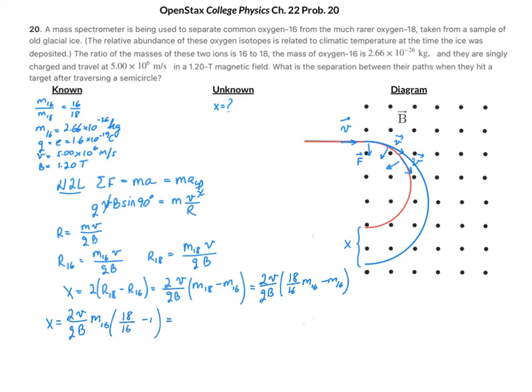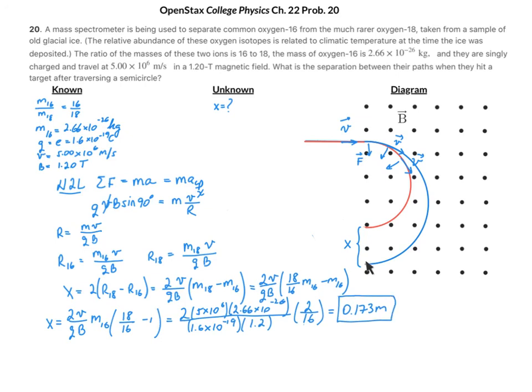So let's plug in numbers. That will be 2 times velocity, 5 times 10 to the 6th meters per second, times m16, 2.66 times 10 to the negative 26th kilograms, divided by 1.6 times 10 to the negative 19th coulombs, and the magnetic field is 1.2 Tesla, times 2 divided by 16, and that will be 0.173 meters. So oxygen-18 will have a larger radius than oxygen-16, and the difference between the places where they hit is going to be 0.173 meters.